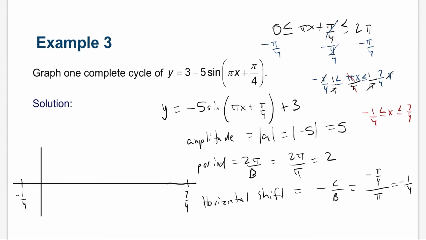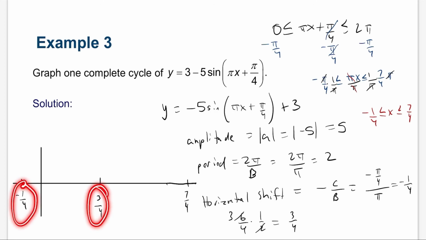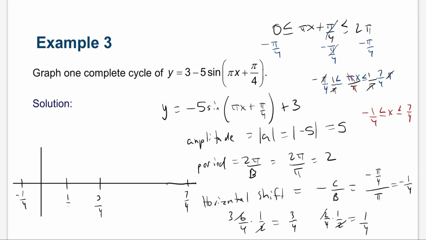All right, so let's find the first midpoint. So if you add these, you get 6/4. 6/4 times 1/2 is going to be 3/4. All right, let's find the midpoint between these two. If you add them, you get 2/4. 2/4 times 1/2 is 1/4. And then the midpoint between these two, if you add them, you get 10/4. 10/4 times 1/2 is 5/4.